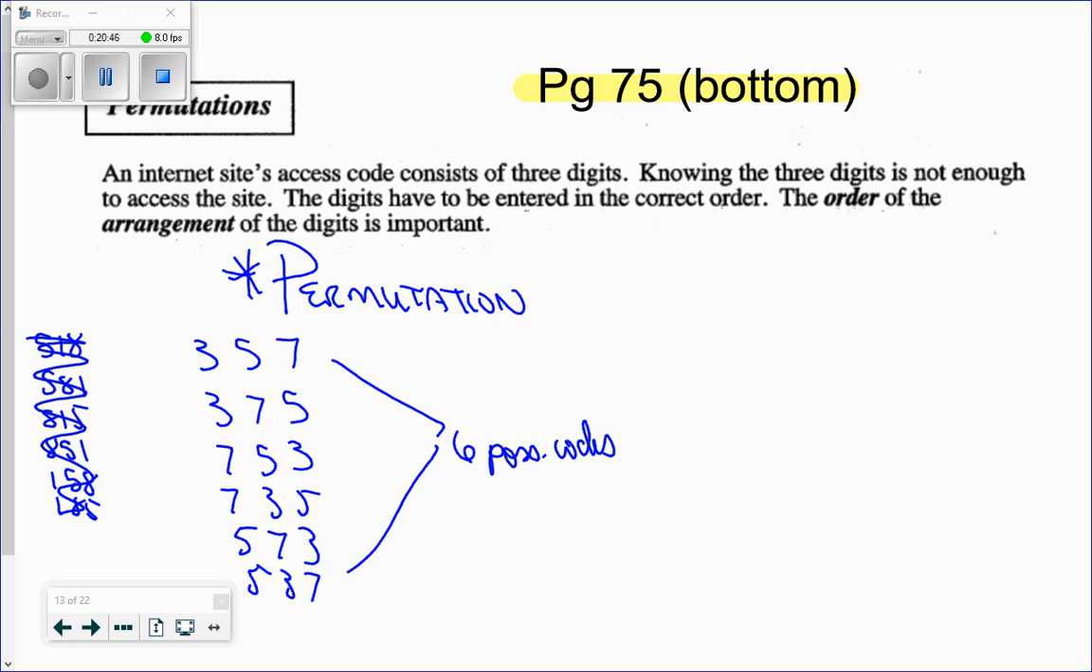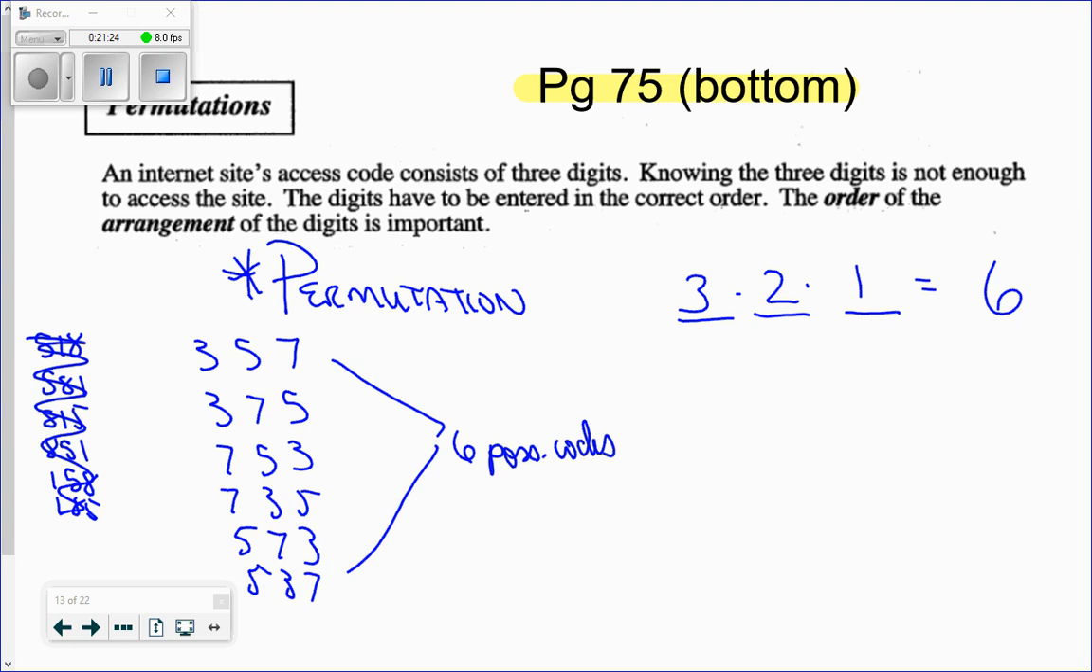So how would you do this question if you didn't want to list them all out? Well, blanks method: the code has to be 3 numbers long, right? How many choices do you have for the first number? 3. It's either the 3, the 5, or the 7. How many choices for the next code number? 2. And how many choices for the last one? 1. What's 3 times 2 times 1? 6.